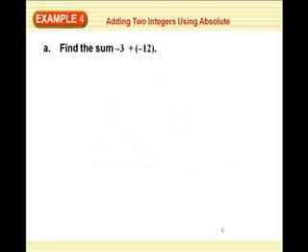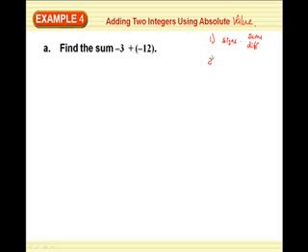with these. So example number 4 says add the two integers using absolute value. I didn't type value up here. I should have put value. Sorry about that. So what you do is you look at the signs. That's the first step. So let's remind ourselves. The first thing you do is look at the signs. They're either the same or they're different.